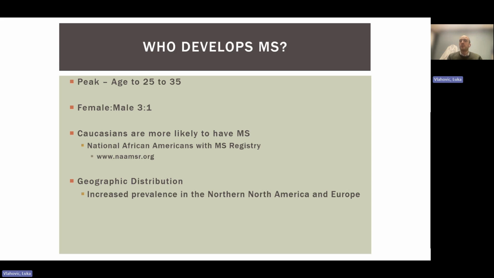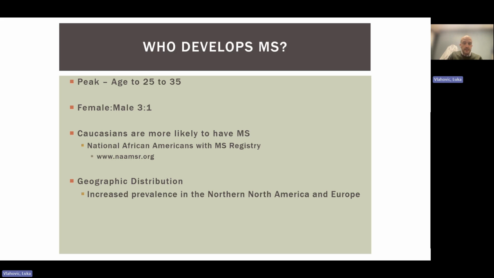Although it is also important to mention that approximately 5% or less can be diagnosed in the pediatric population, mainly in adolescents or even before that. And in less than 5%, it can be diagnosed at later onset, usually after the age of 55 or 60. It is more common in females, with a ratio of 2 to 3 per 1. Also, Caucasians are most likely to have MS. And in terms of geographic distribution, there is increased prevalence of this disease going further from the equator.